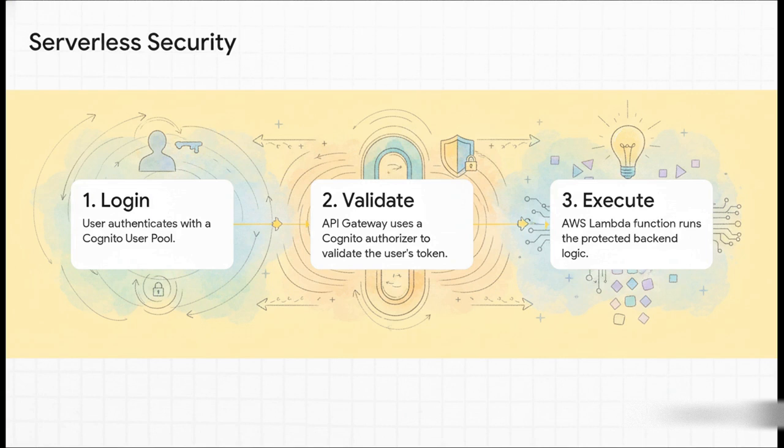Then, when they try to call your backend API, bam! Amazon API Gateway steps in like a security guard. It uses a built-in Cognito feature to check if that passport is valid. And only if it gets the green light does it let the request through to trigger your AWS Lambda function. It's secure, it's scalable, and you don't have to manage a single server.